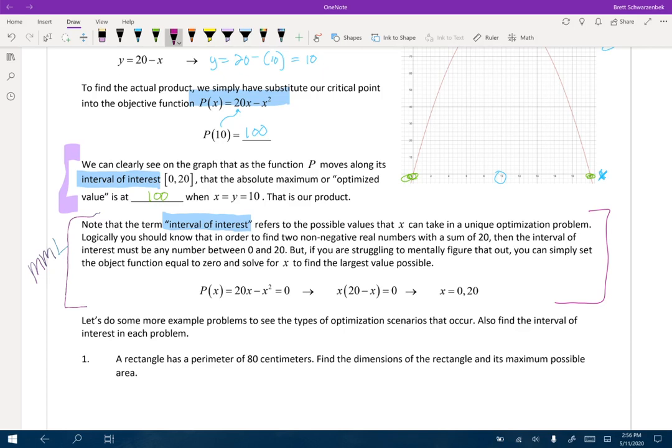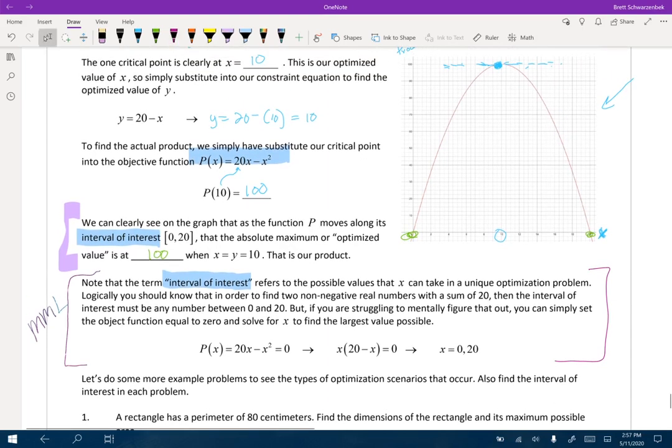But it's not that it's not useful. It is good for the thinking process of it, but I normally wouldn't include it. But because the only problems I can give you have it, I'm going to show you what it means. All it is is the possible values of x that your problem can possibly take. So as you see here, in this problem, our x values can only go from 0 to 20. That is your interval of interest.